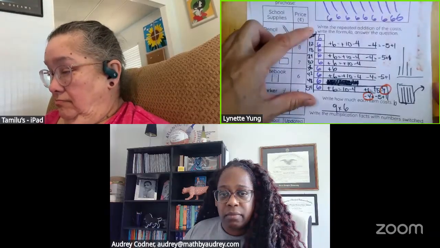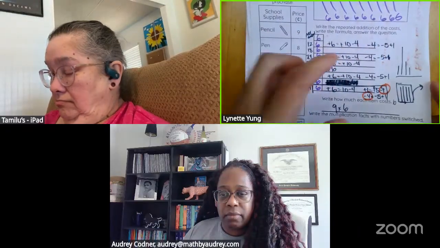So that's one way. For abacus, we need to know the commutative property. The commutative property would be, if I switch the numbers, if I had 9 pencils, how much would it be? It would be 6 cents each. And so what would it look like as repeated addition? And again, I added the abacus portion because I'm all about abacus.